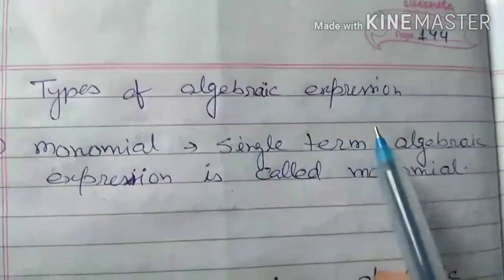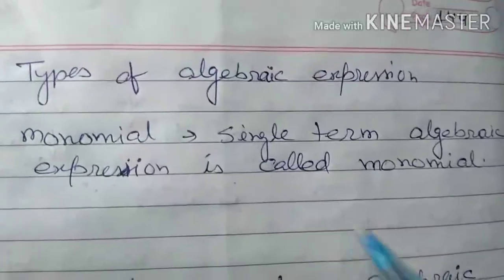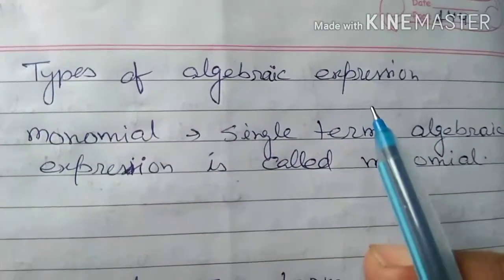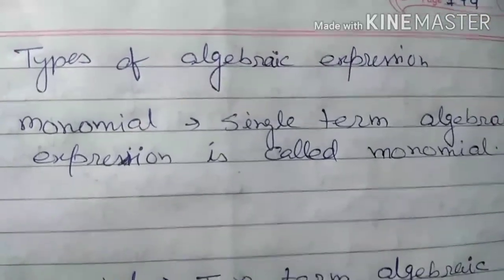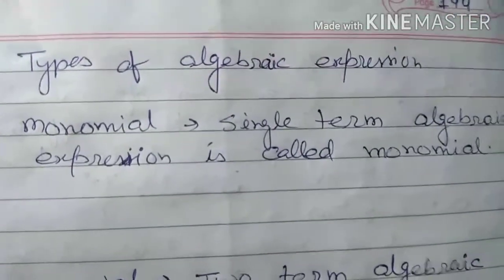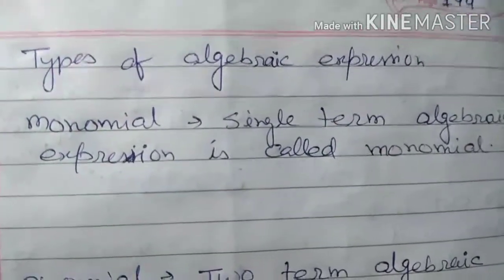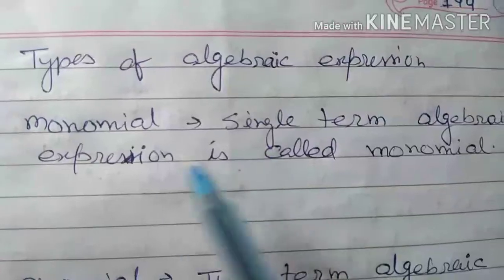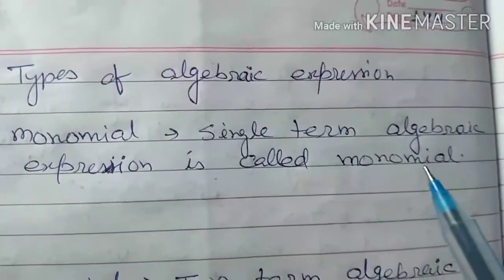Okay, next one is monomials. Basically there are four types of algebraic expression. We can classify algebraic expressions into two types, which are monomial and polynomial. But for specification, we can divide them into four terms. The first one is the monomial. A single term algebraic expression is called a monomial.